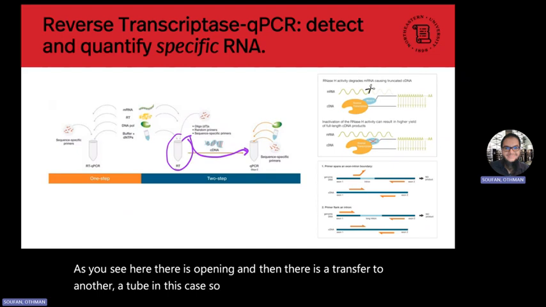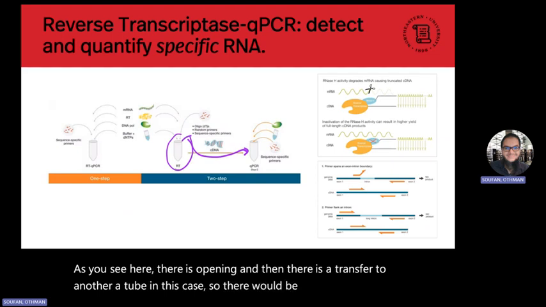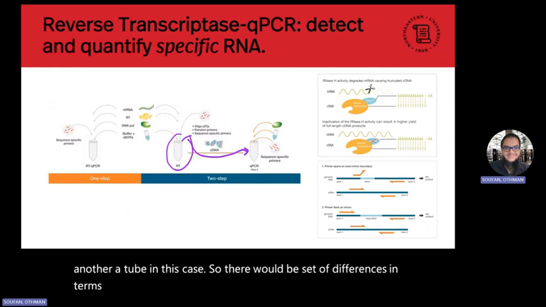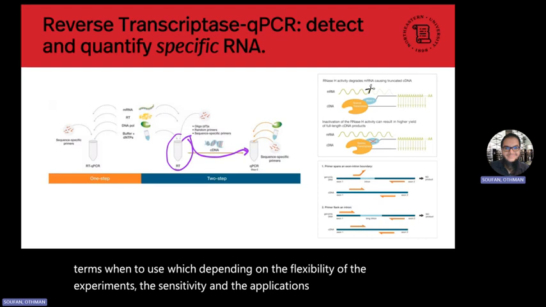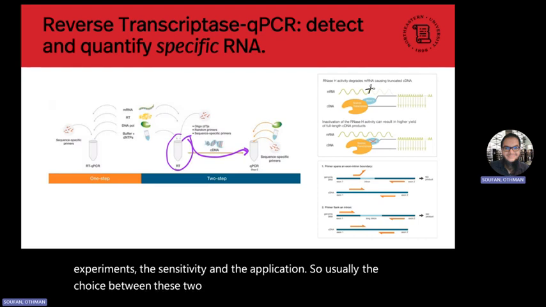So there would be a set of differences in terms of when to use which, depending on the flexibility of the experiments, the sensitivity and the application. So usually the choice between these two often depends on the specific experimental needs.